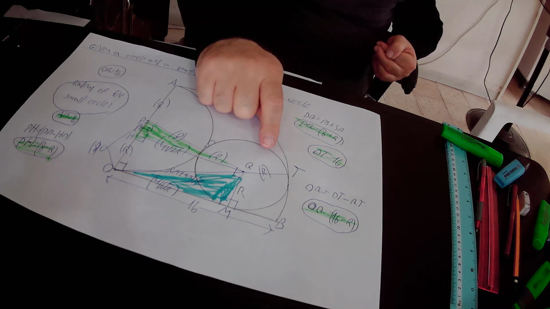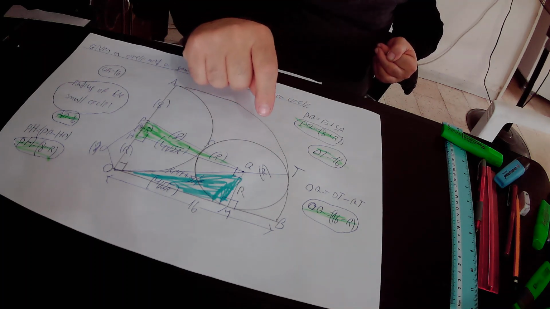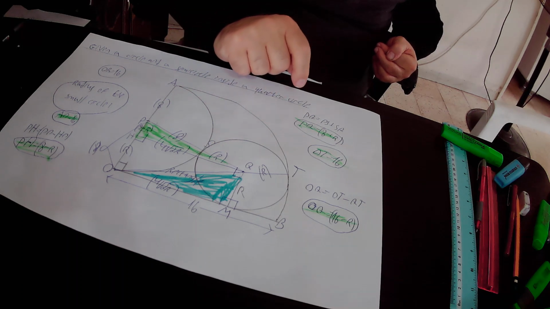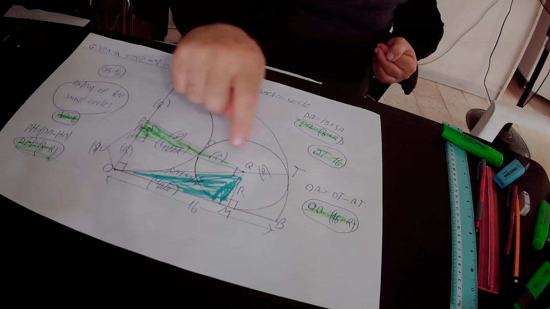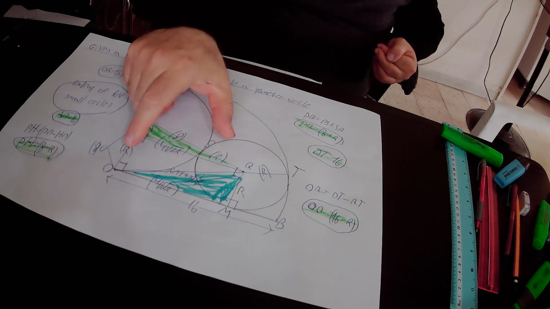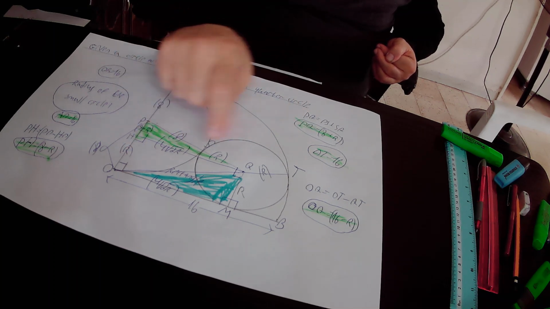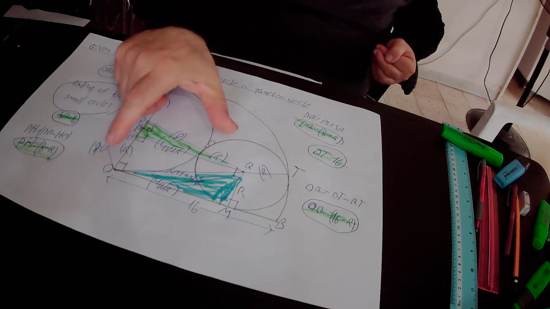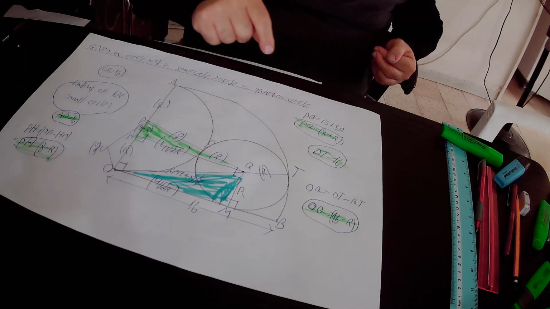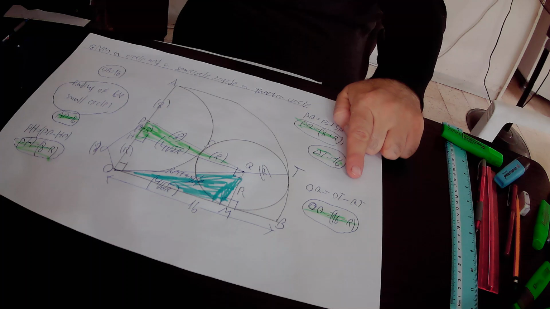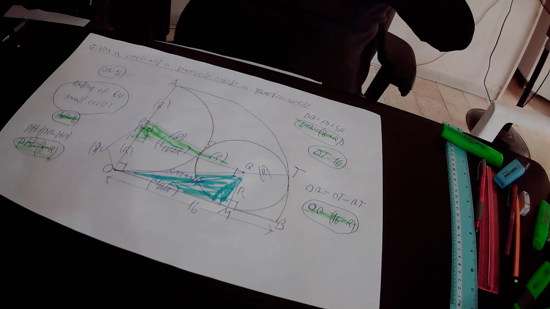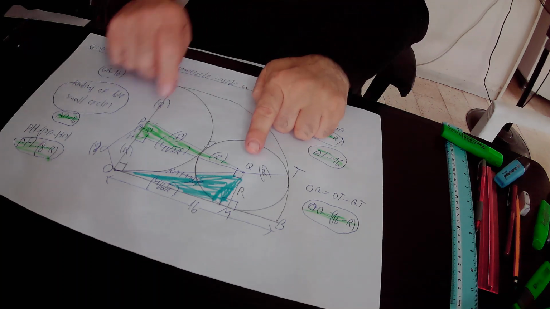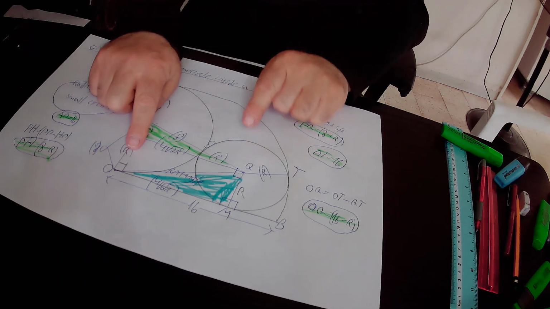So QT is the radius of the small circle, that is equal to R. R is the radius that you are looking for. Because OQT is one straight line, OQ equals OT minus QT. So OQ equals OT, that is 16, minus QT, that is R. In total we found that OQ equals 16 minus R.